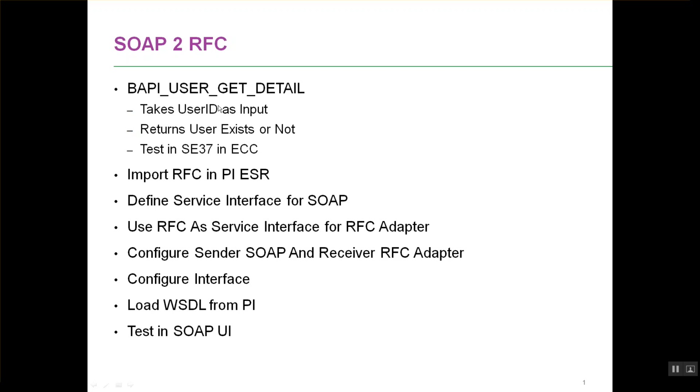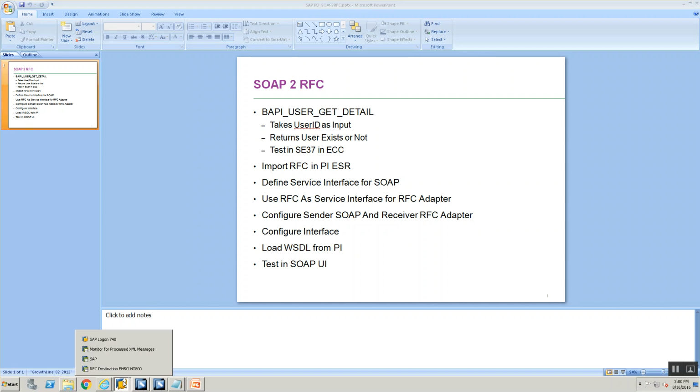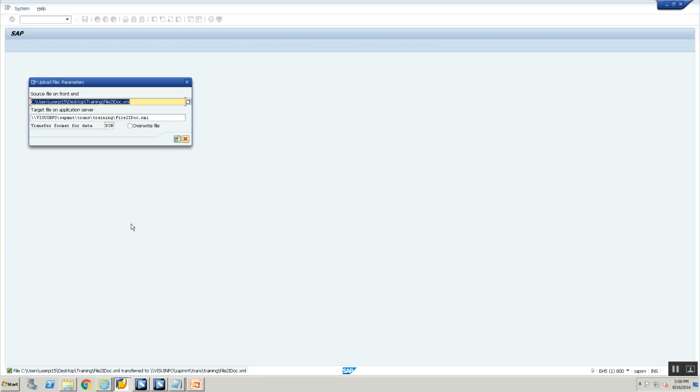The first thing that we would need to look at is what is the backend RFC that we are calling. If you remember, in the file to IDOC scenario, we called a standard SAP IDOC, ORDERS.ORDERS05. Similarly, in this case, we are going to call a standard SAP RFC called BAPI_USER_GET_DETAIL. What does this BAPI do? This BAPI takes the user ID as an input. It executes a check whether the user exists in the system or not. If the user exists, it returns the details about the user. If the user does not exist, it will return an info message, not an error message, that the user does not exist.